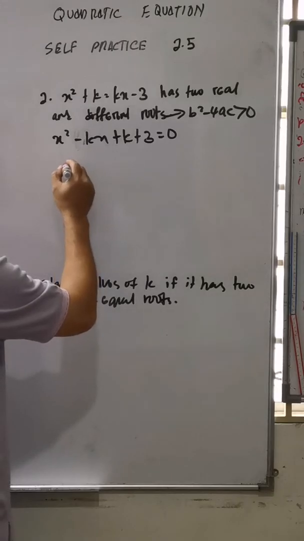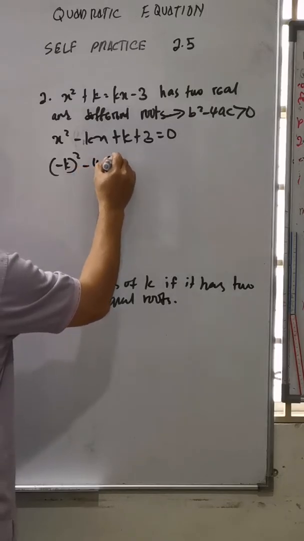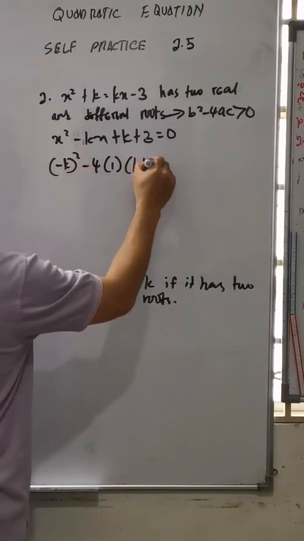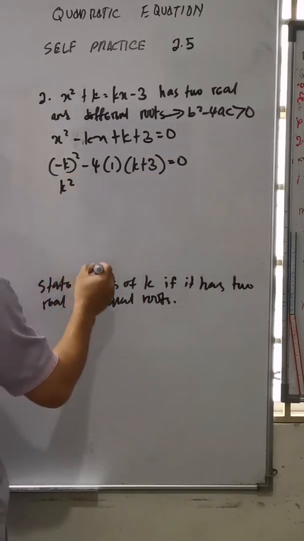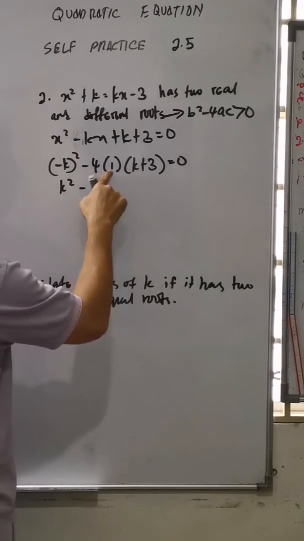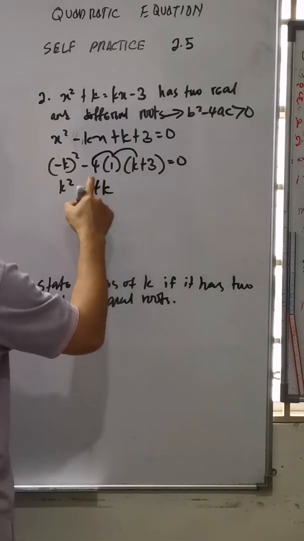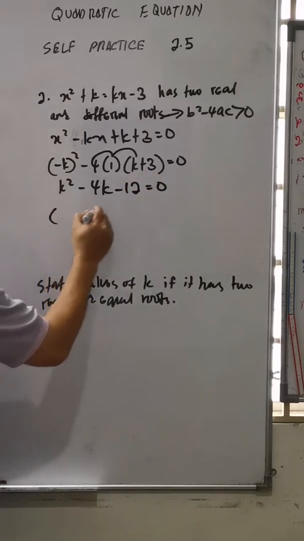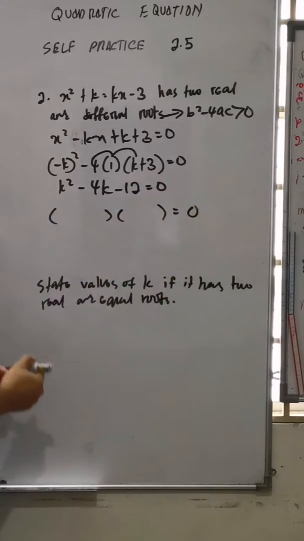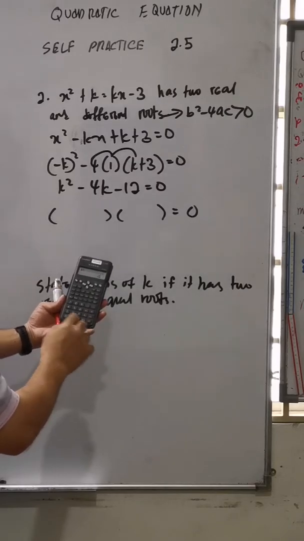So b will be negative k, squared, minus 4ac, larger than 0. So here it becomes k squared minus 4 times 1 times k, that is minus 4k, then minus 4 times 1 times 3, minus 12, larger than 0. So I believe you can find the roots using factorization. So a will be 1.